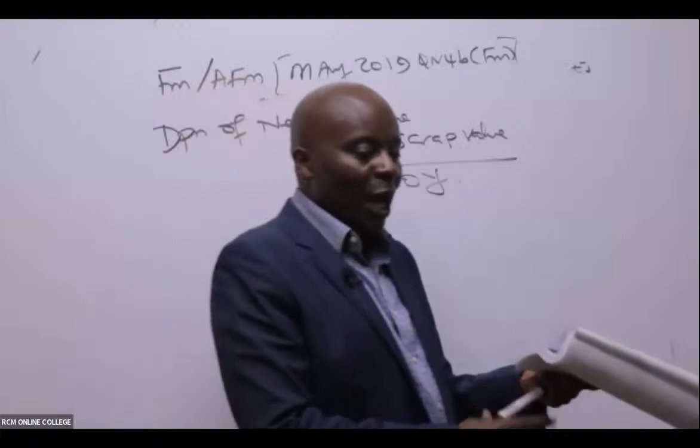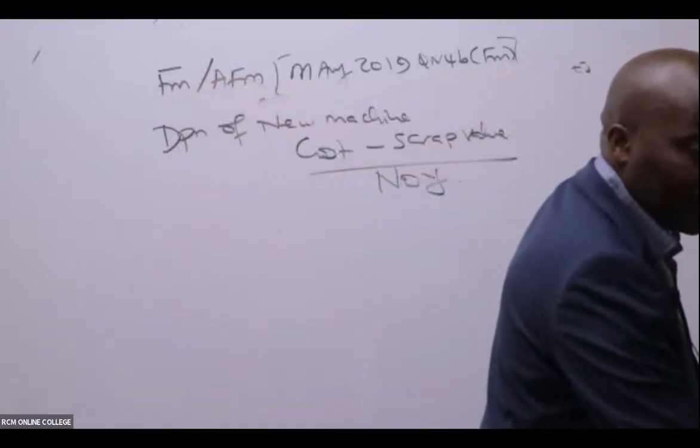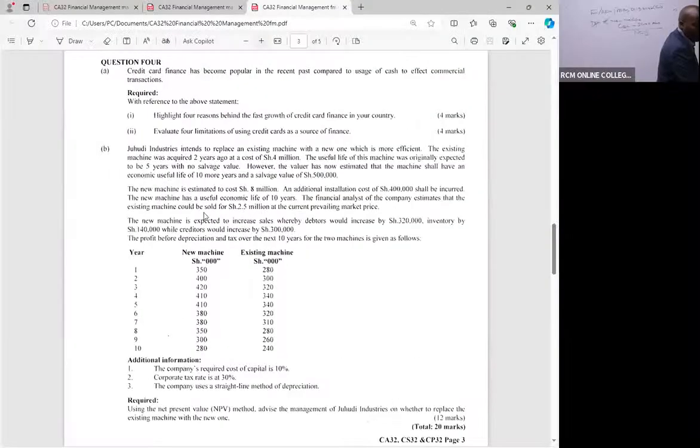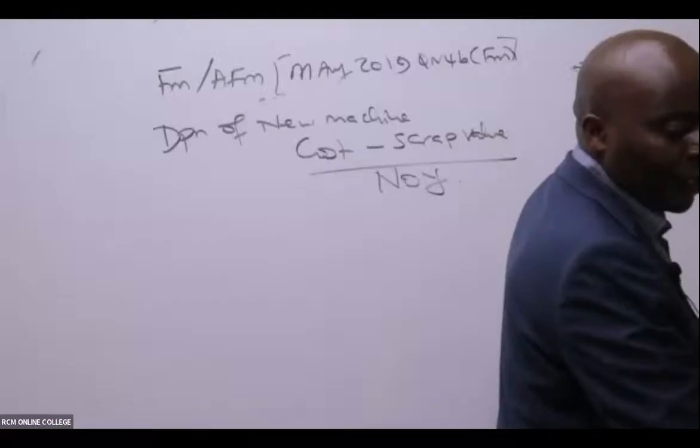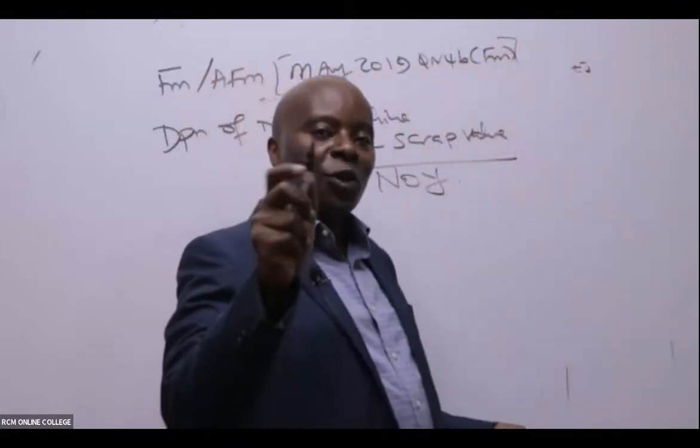I want to believe you guys have the paper with you now, but of course, I should be able to come and share here. So you can see the new machine is estimated to cost 8 million, but there is an additional installation cost of 400. So in this case here, the cost of the new machine is not just 8 million. It will be 8.4 million because of the installation cost. And I would want us to chop the 3 zeros.